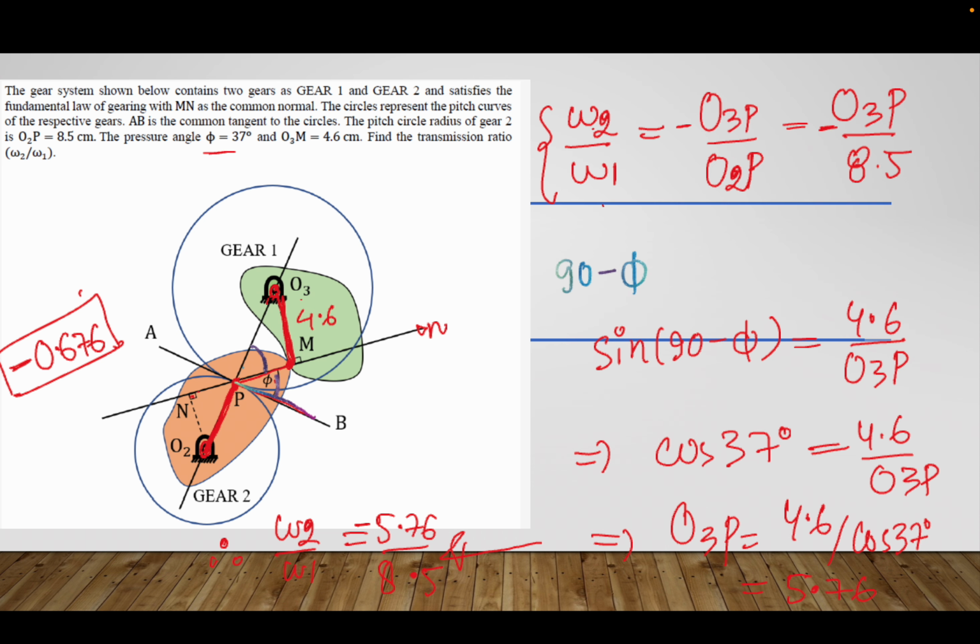Okay, and this pitch point P must also lie on the line which connects the instantaneous centers of the two gears, for a constant transmission ratio. So this P must be a fixed point. And we know how we derived this in the class lectures.